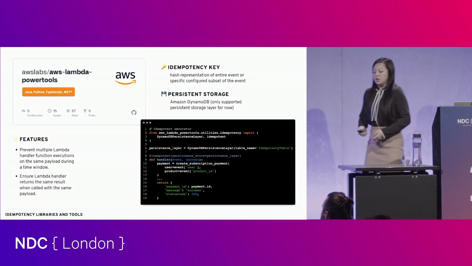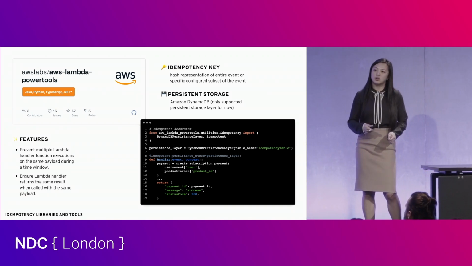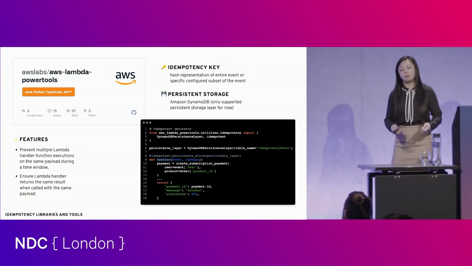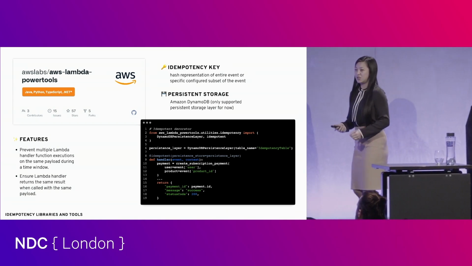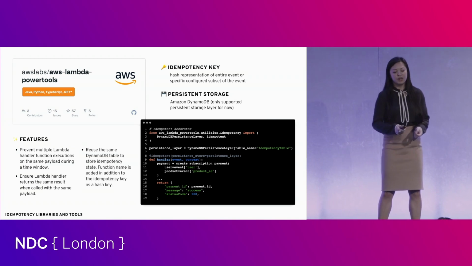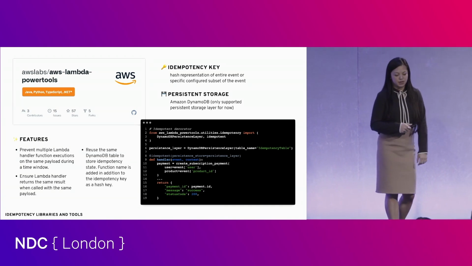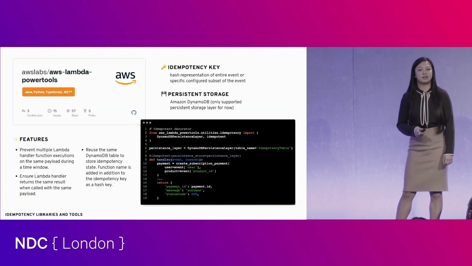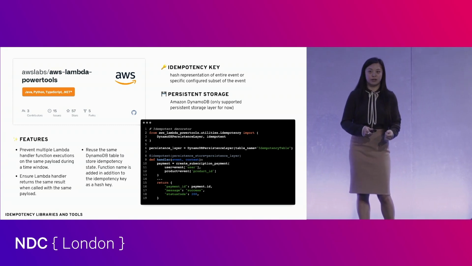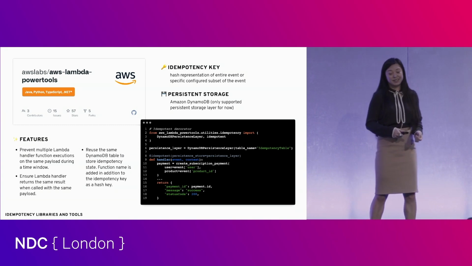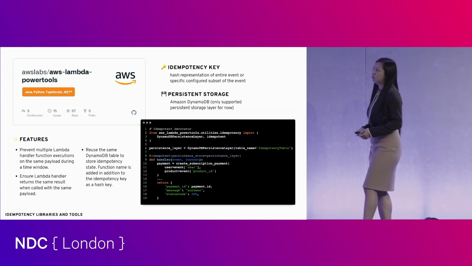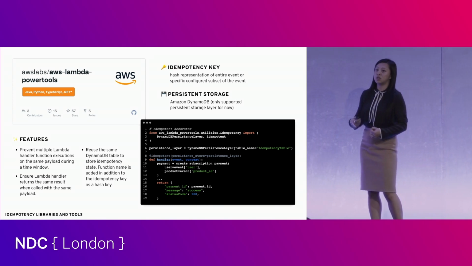request. You also have a really cool feature that ensures that the Lambda handler will return the same result when it's called with the same payload. So again, another very basic check that should be checked often is already built in for you. And it reuses the same DynamoDB table to store idempotency state. So that source of truth that I was talking about, that persistent storage layer, this is where that comes into play. The function name is added in addition to the idempotency key as a hash key, and that's really useful for when you want to retry something and retry from checkpoints.